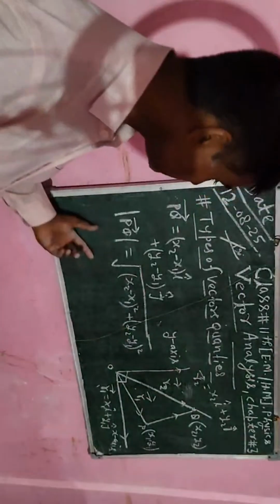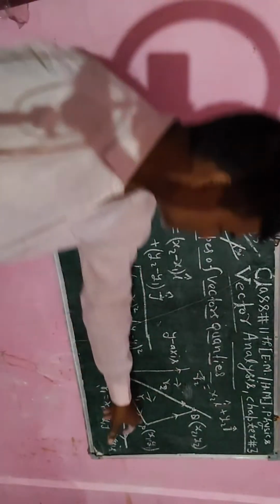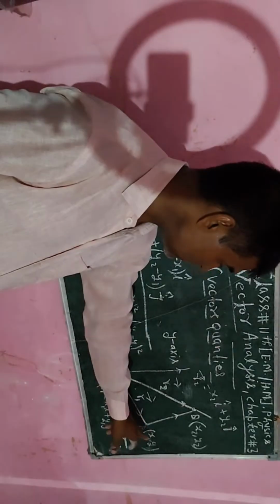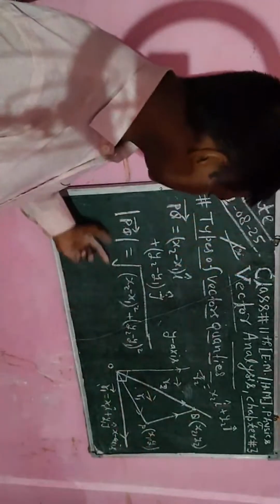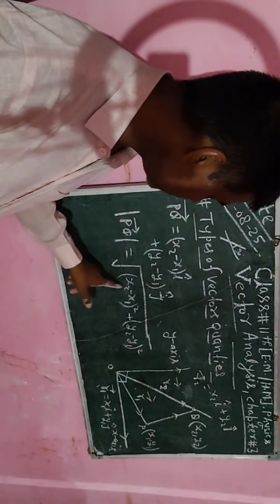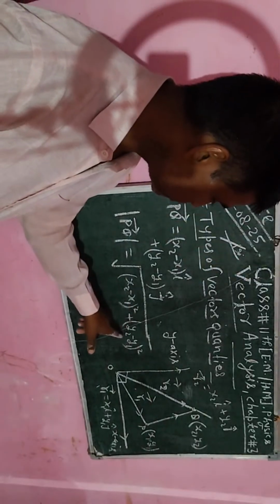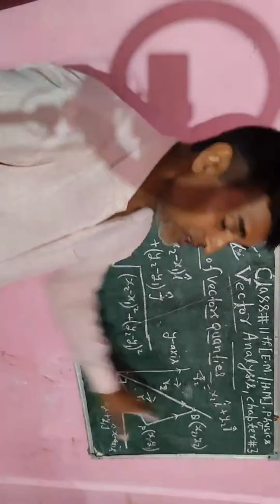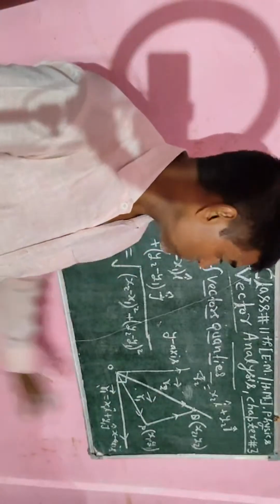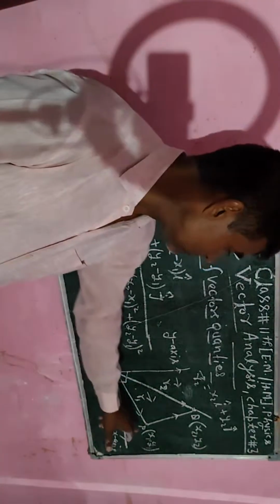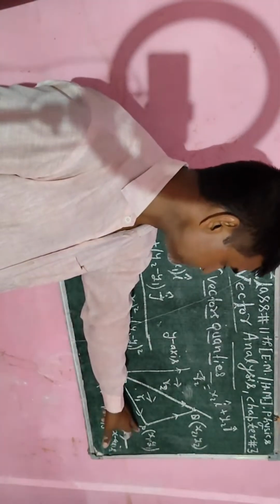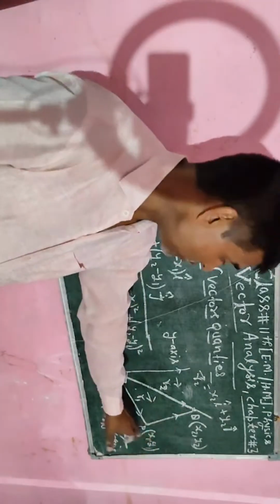So this is the required magnitude of the position vector, that is vector PQ. So that magnitude will be the square root of (x2 minus x1) whole square plus (y2 minus y1) whole square. If any two vectors are given and both are position vectors, then we can find vector PQ.